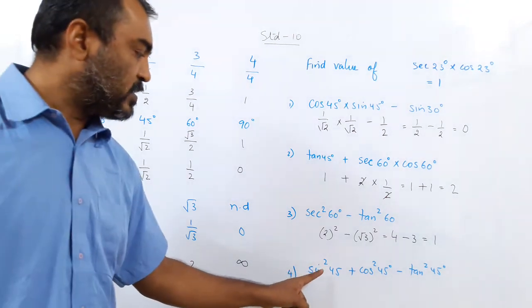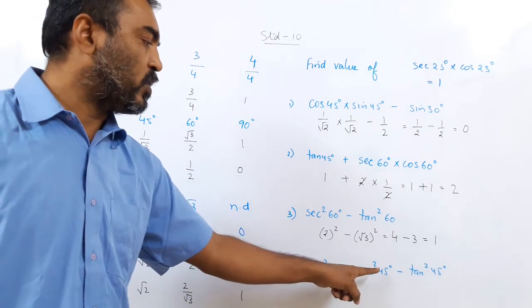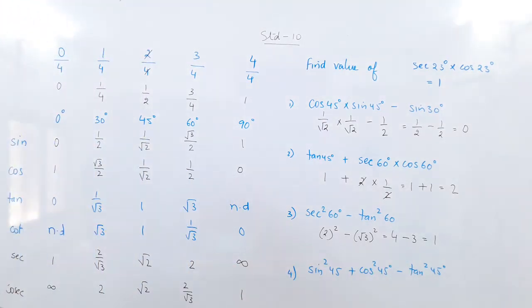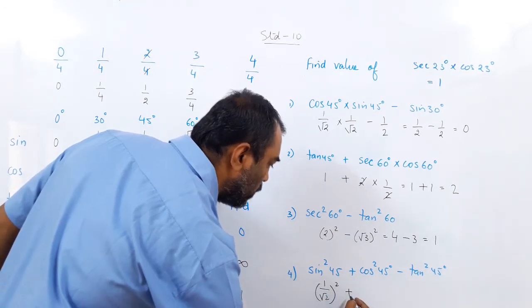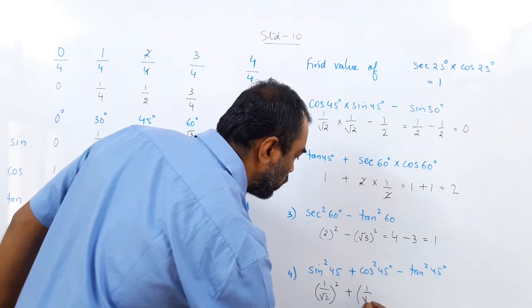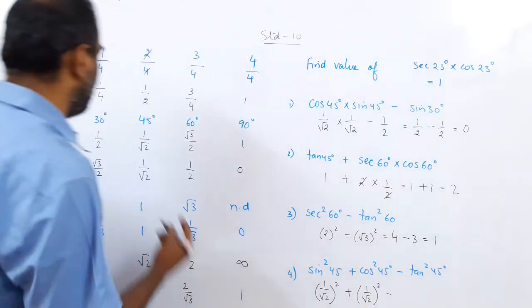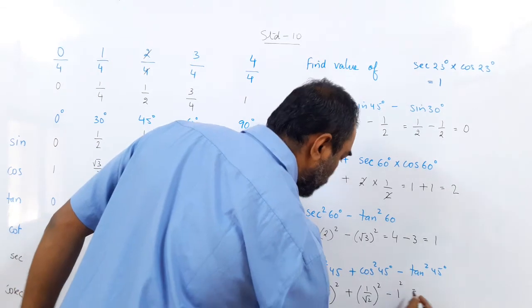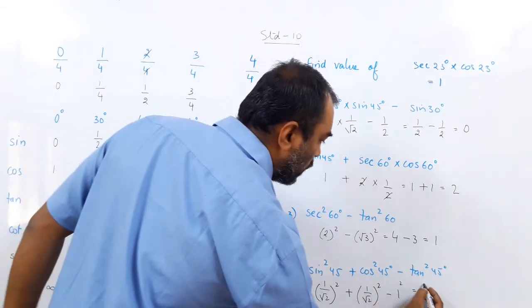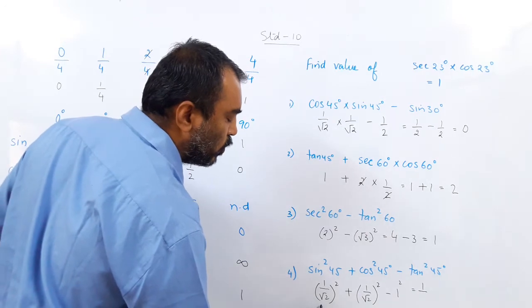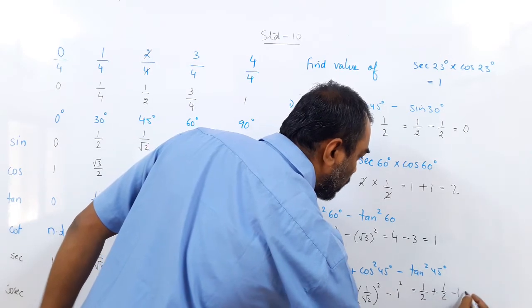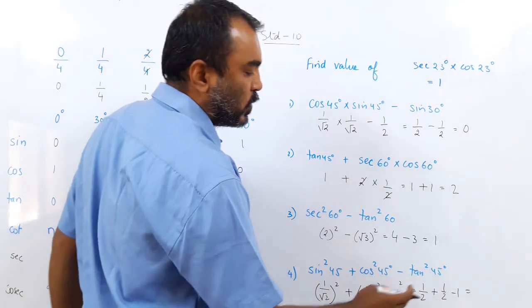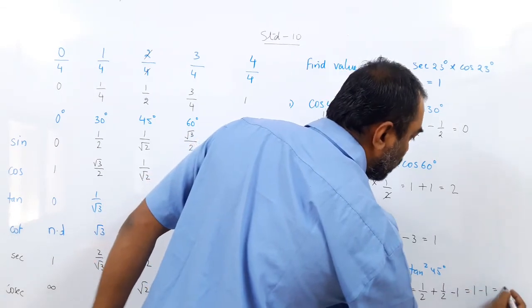The last one: sin square 45 degrees plus cos square 45 degrees minus tan square 45 degrees. Sin square 45: what is sin 45? 1 upon root 2, so 1 upon root 2 the whole square. What is cos square 45? 1 upon root 2 the whole square. What is tan 45? 1, the whole square. Now 1 upon root 2 the whole square is 1 upon 2, since root 2 into root 2 is root 4, that is 2. So 1 upon 2 plus 1 upon 2 minus 1. Half plus half is 1, so 1 minus 1 will give you 0.